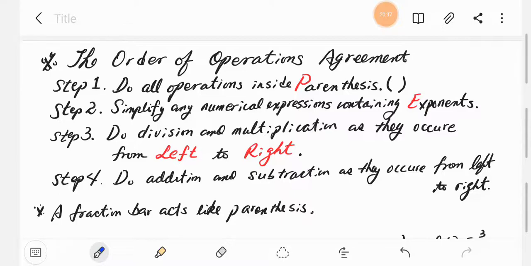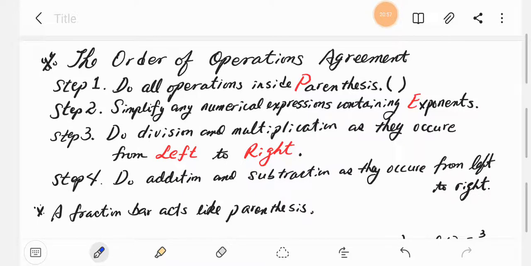Okay, and the second step is, once you clear the expression inside the parenthesis, the next step is check if there is any exponential form. If there's an exponential form, then simplify that exponential form. Okay, that's the second step.